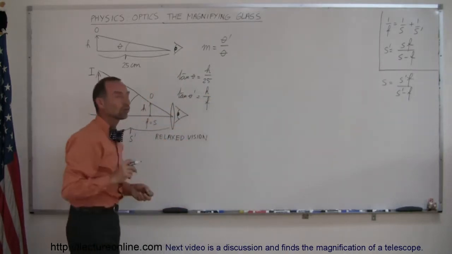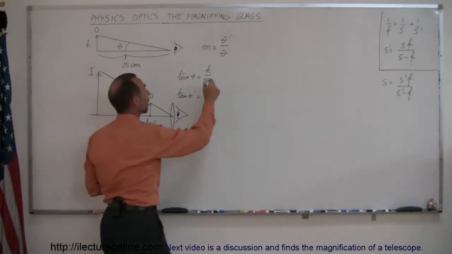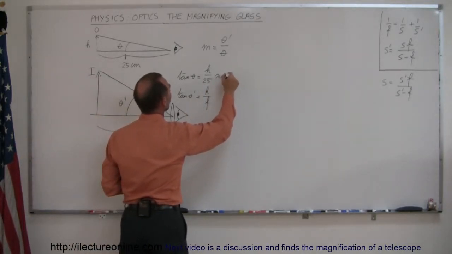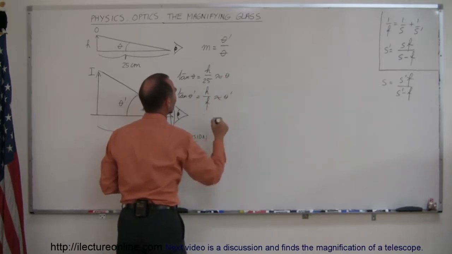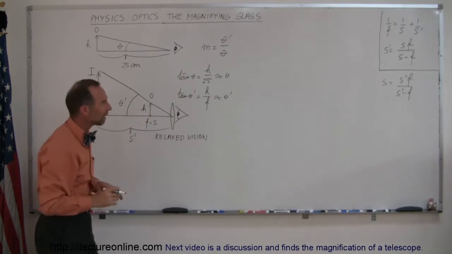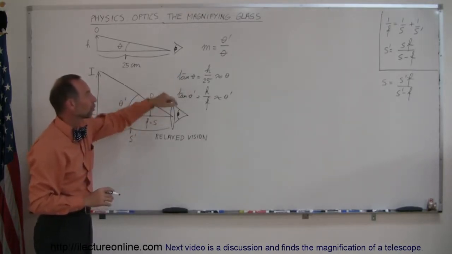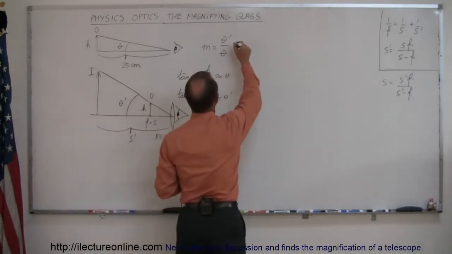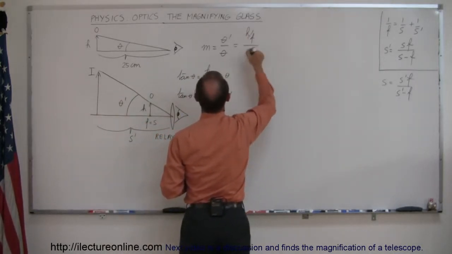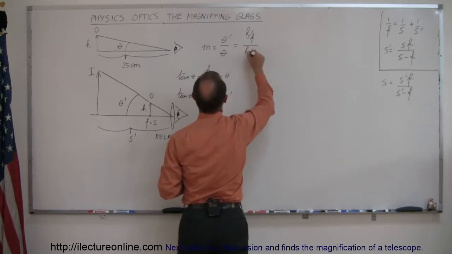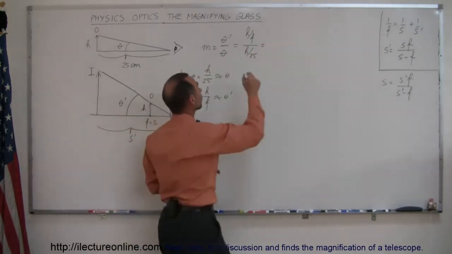And then we can use the trick where for very small angles, the tangent of theta is approximately equal to theta, and the tangent of theta prime is approximately equal to theta prime, and for very small angles it's virtually exactly the same. We can then say that the magnification simply is equal to the ratio of those two quantities. In other words, theta prime is equal to h over f, and theta is equal to h divided by 25. Then you can see right away we can cancel out the h's.